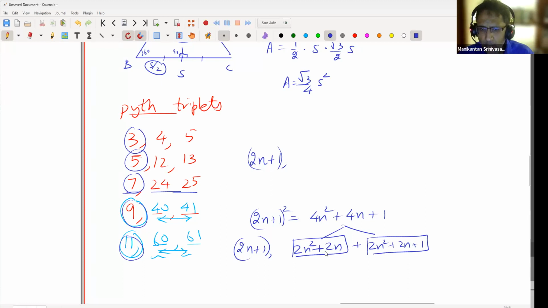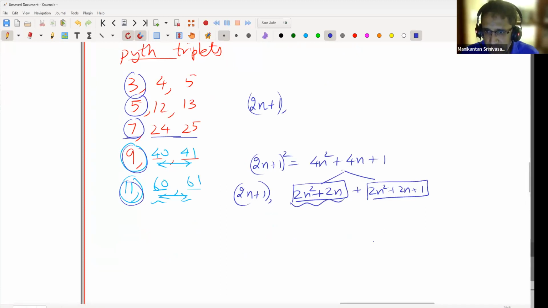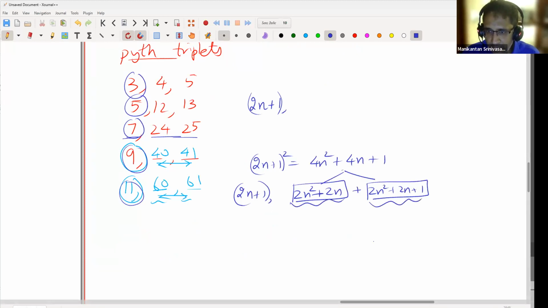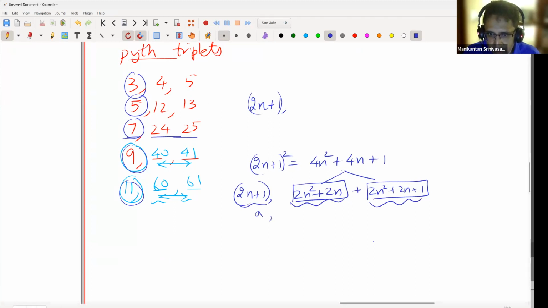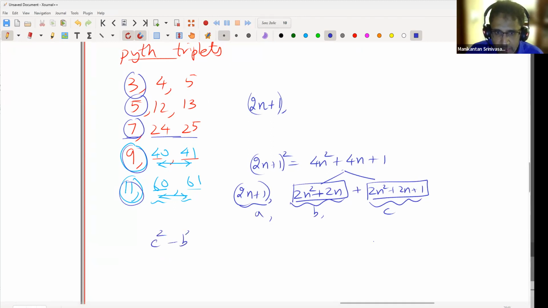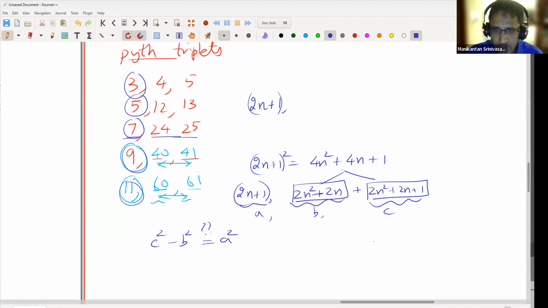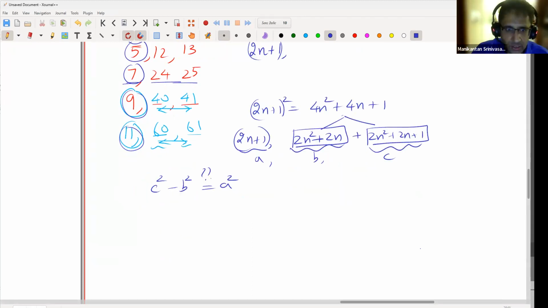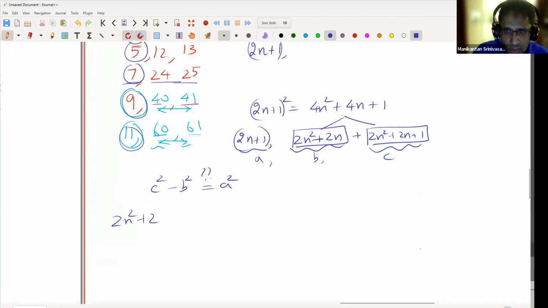Now, why does this work? So let's verify. Suppose I square. Okay, let's call this A, B, and C. So it's easy. I'm going to verify if C square minus B square indeed gives A square. I'm going to check this, right? So let's check. So I have 2n square plus 2n plus 1, the whole square, minus 2n square plus 2n, the whole square, right?